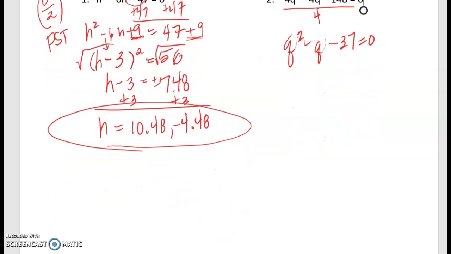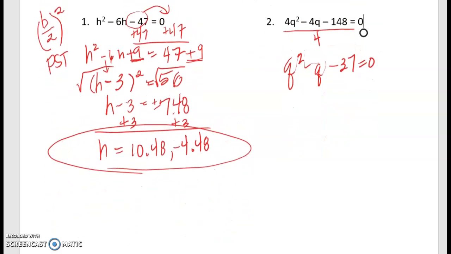Again, my first step is to move that constant over to the other side. So I have q squared minus q is equal to 37. This one's a little tricky because you're going to end up with a fraction. When you complete the square, our middle term is negative 1. So 1 divided by 2 is 1/2, and when you square that, you get 1/4. So you're adding 1/4 onto both sides. To be completely honest, we'll eventually switch that to a decimal.